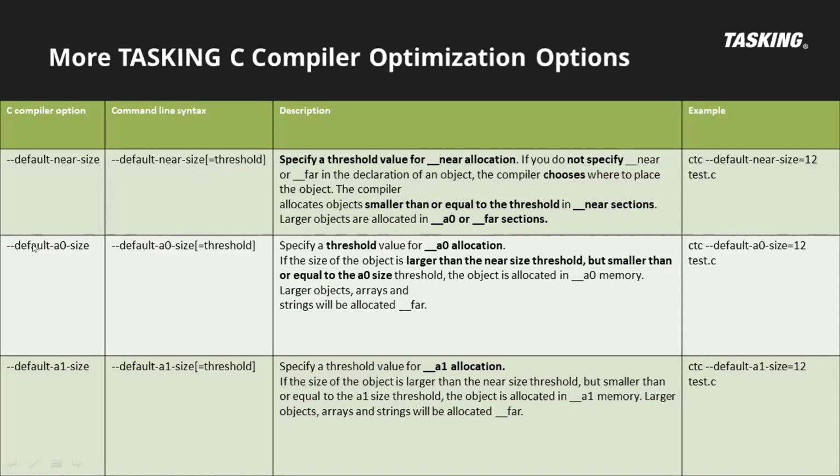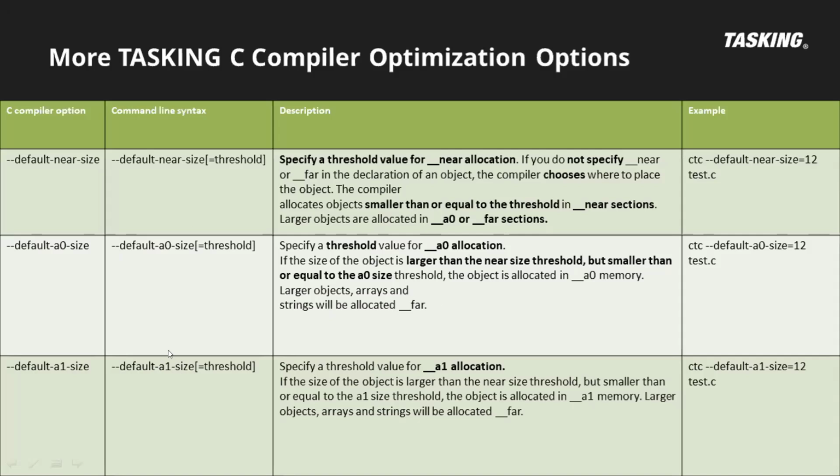For the second option here, we have default A0 size, for data that are accessible by A0. If you define a threshold for this A0 size, and the data is bigger than the near threshold but still inside the range of this threshold, the compiler will assign it inside this A0 memory. Otherwise, if the data object is bigger than this threshold, it will be assigned inside the far memory.